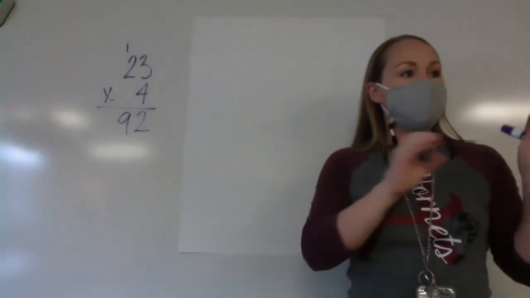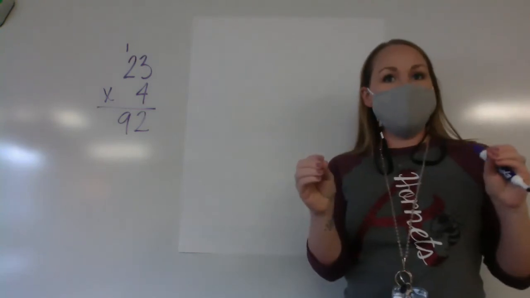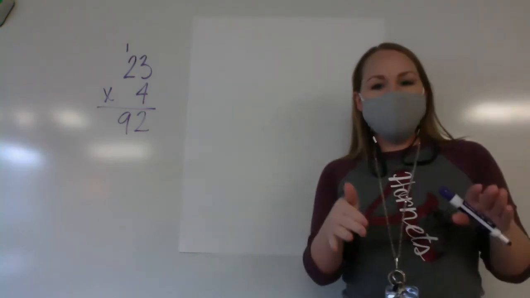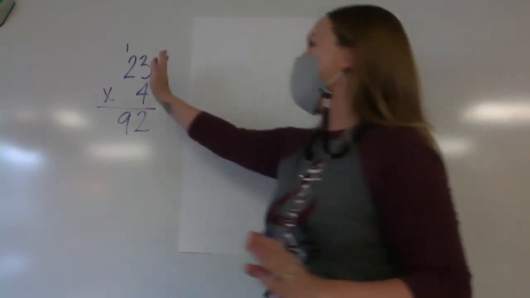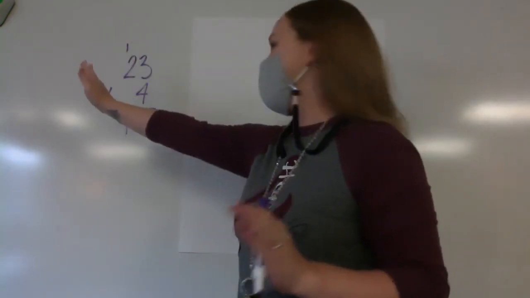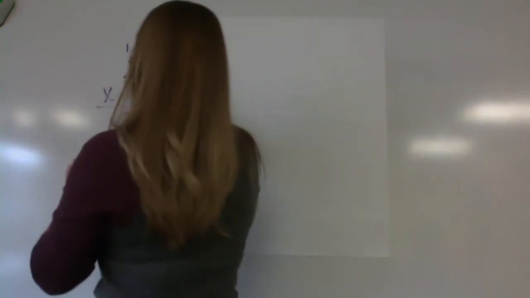So with the 4-digit by 1-digit multiplication, that's new for this year, but you kind of already know how to do it because you just go out a little bit more. So let me show you. I'm going to keep the 23, but I'm going to make this a 4-digit number.